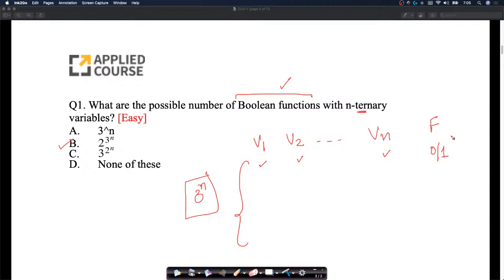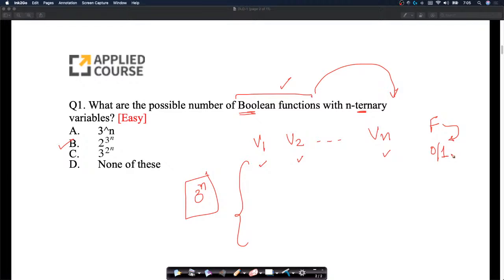Think about it. If you try to represent a Boolean function in terms of a truth table, which is what I'm drawing here, you have 3 power n combinations in terms of all the variable choices, and the function itself is Boolean. Remember the number of Boolean functions, which means the output has to be binary.